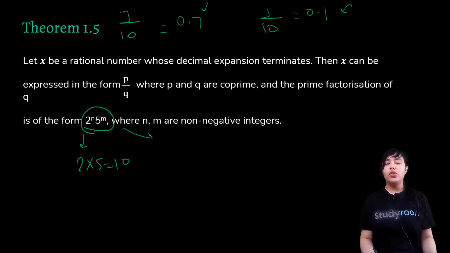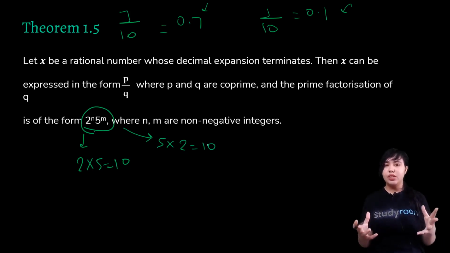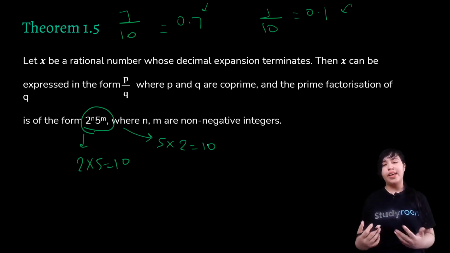Similarly, if my denominator only has 5, I can multiply it by 2 and I'll get 10. So it becomes very convenient to convert a denominator to a multiple of 10 if factors of 2 or 5 are present. I'll just demonstrate this via some examples.